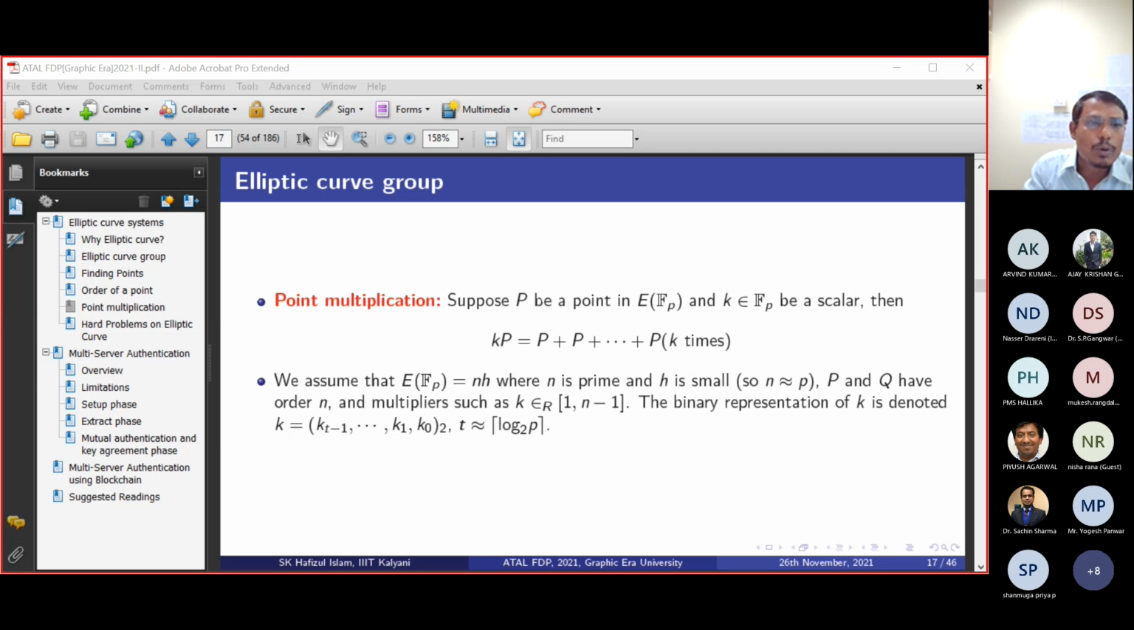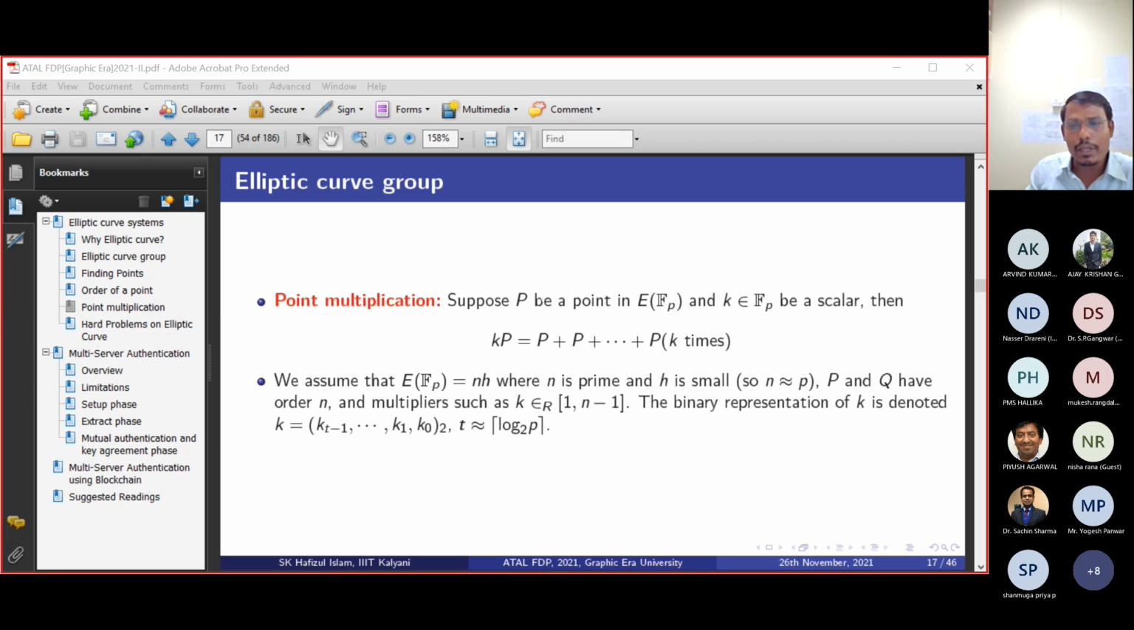Suppose 2P. What we are doing? P plus P, 2 times. 3P, what are we doing? P plus P plus P, like that. So we are performing repeated addition to define this scalar point multiplication. So this is called the scalar point multiplication operation, and we are doing it just by performing the repeated addition.